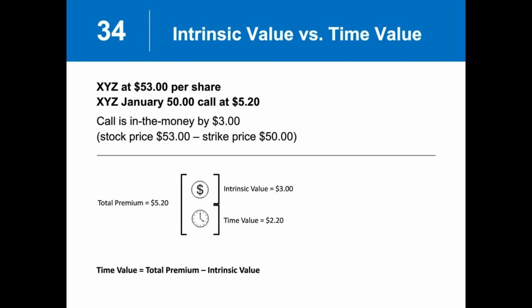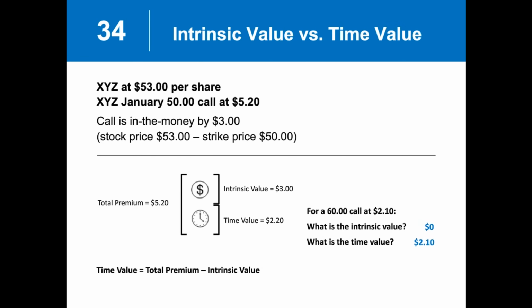If I buy the $60 call, stock's trading 53, cost me $2.10 to buy this option. What is the intrinsic value? Stock's trading 53. Do I want to buy it for 60? No. Intrinsic value, 0. Very good, 0. Time value, everything else, $2.10.